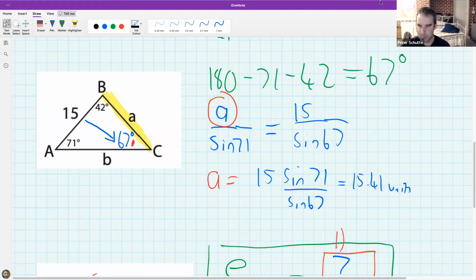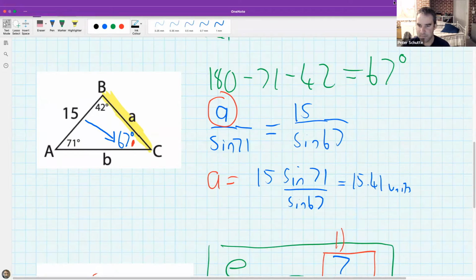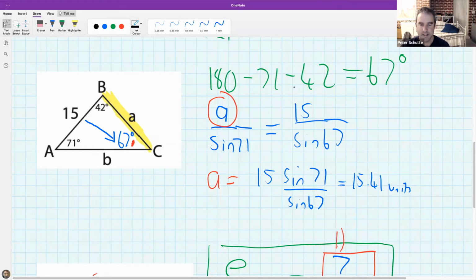Okay, so you guys are getting better and better at using the tool. And so let's do another one. And if you need to take a screenshot, take a screenshot. And then I'm going to move on.